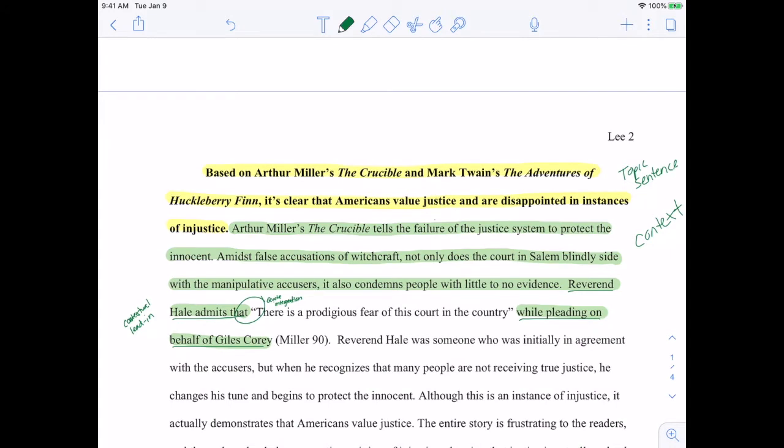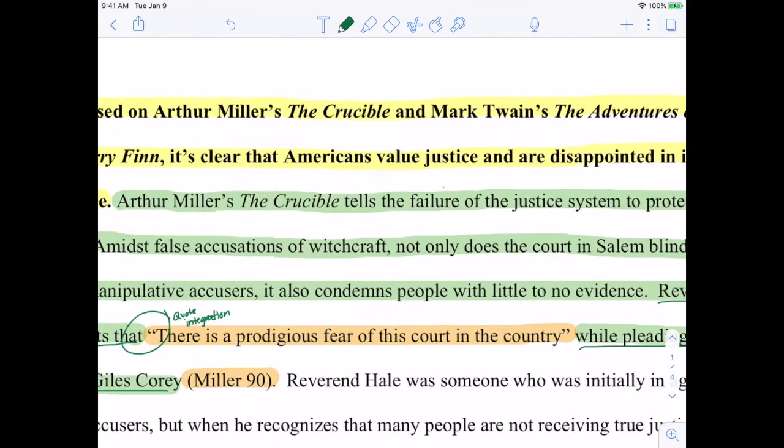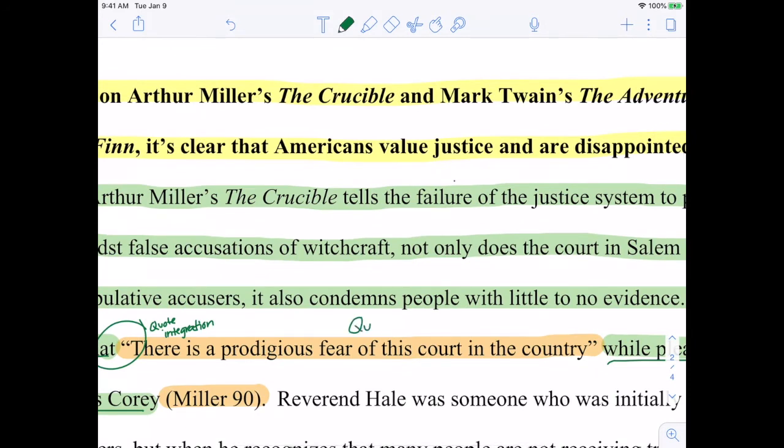Okay, because then I introduce myself into the quote. Reverend Hale admits that, and then I'm going to go ahead and give the quote itself. There is prodigious fear of this court in the country. That comes from Arthur Miller's The Crucible on page 90. So here I have the quote itself. So this is quote number 1.